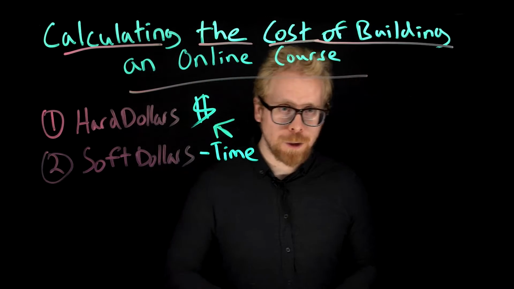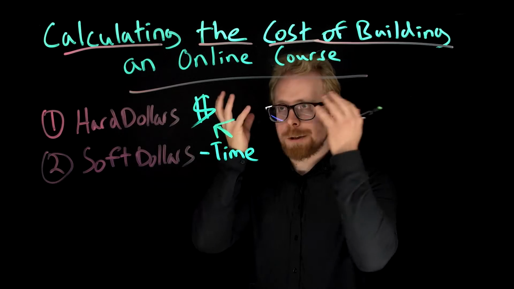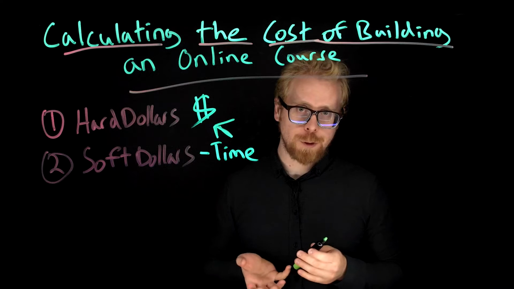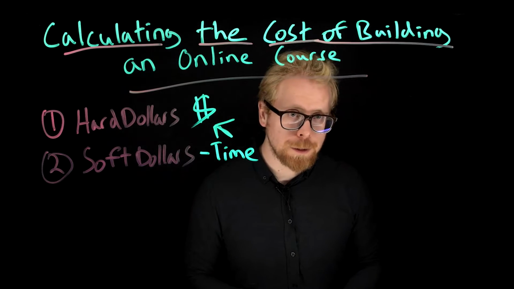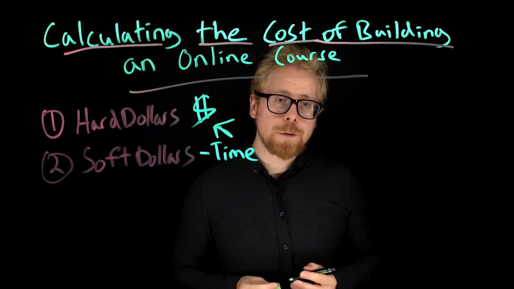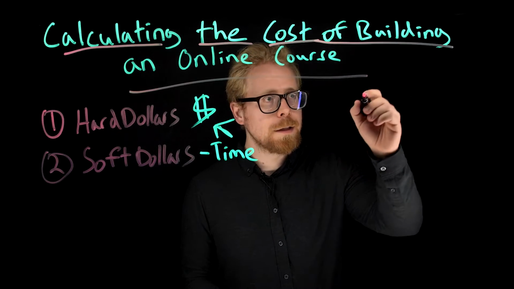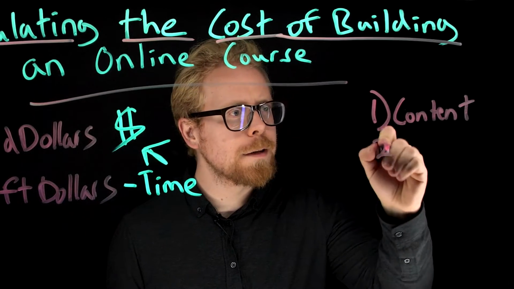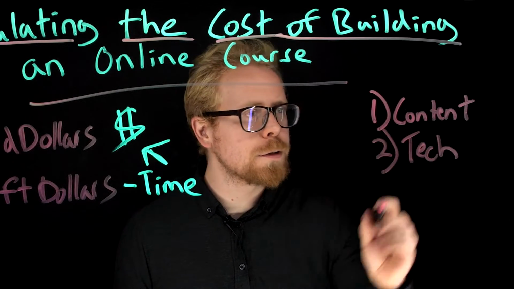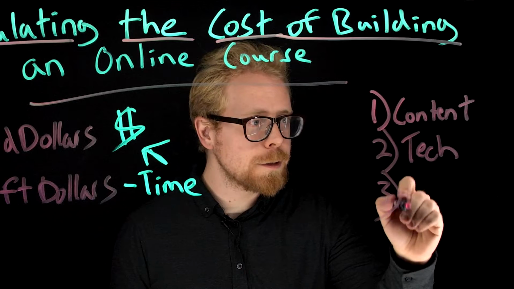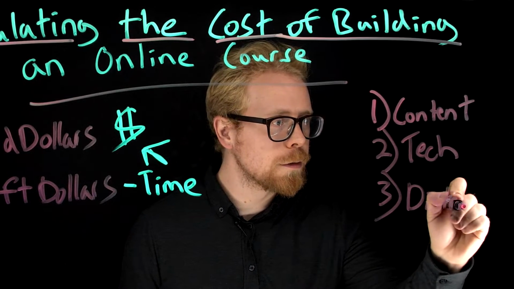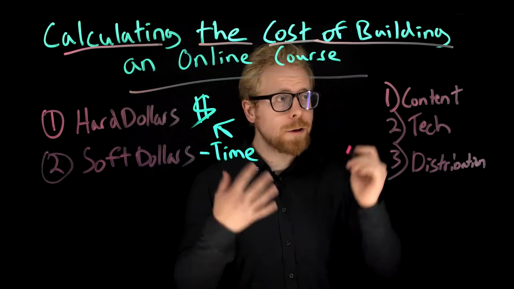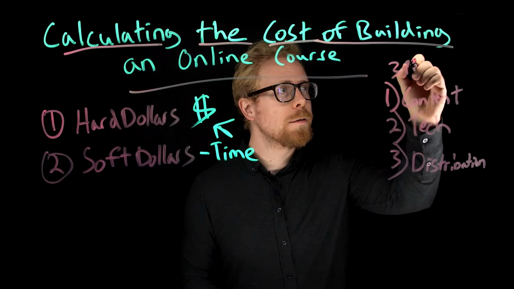So let's dive into hard dollars. When you're looking at the hard dollars, the actual monetary cost of building an e-learning program, you really need to consider three things. Three things are going to cost you money. The first thing is content. The second thing is the technology that you're going to use, or the tech. And the third thing is your distribution. Content, technology, distribution. These are the three pillars of e-learning.